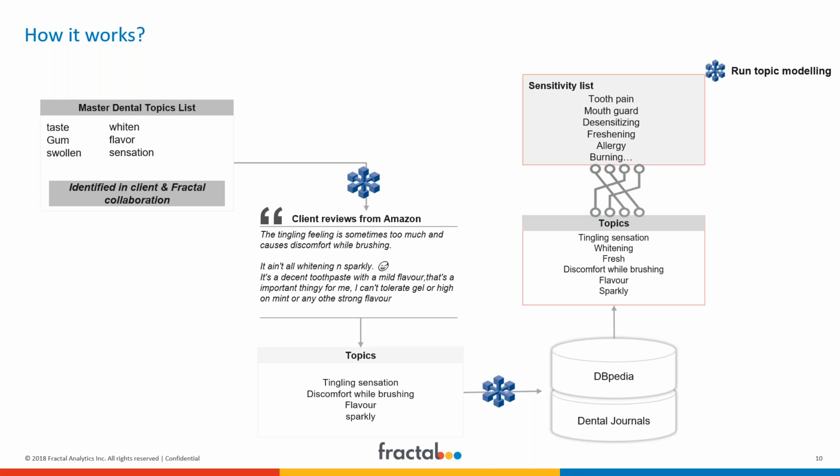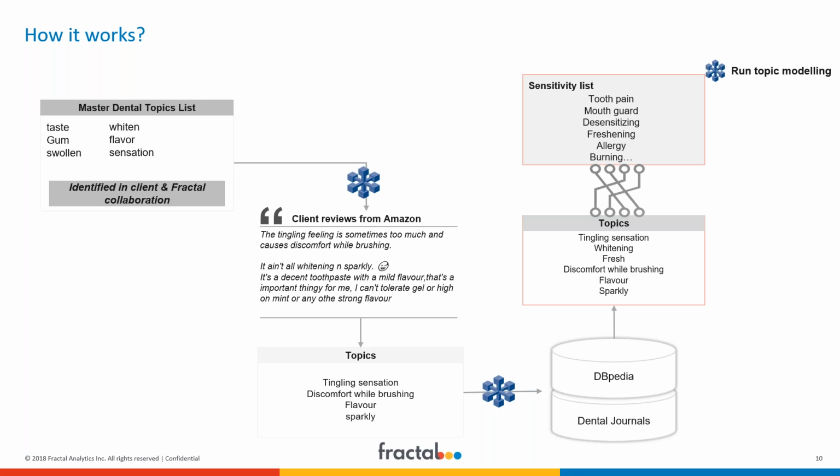So if you talk about it in an abstract way, the way we went about it was to use NLP techniques along with the master dental list and the reviews to first of all enrich this list of topics. And then you do topic modeling on the reviews as well as the DBpedia stack and the dental journals. Based on that, you're trying to figure out which topics that were extracted were found in dental journals, in DBpedia, and also in reviews.